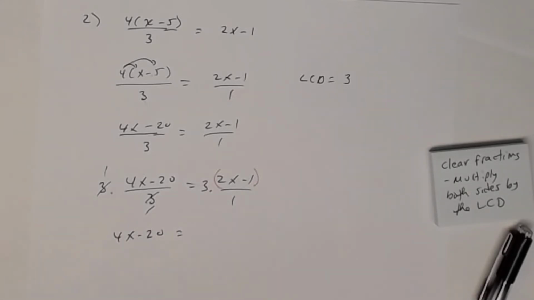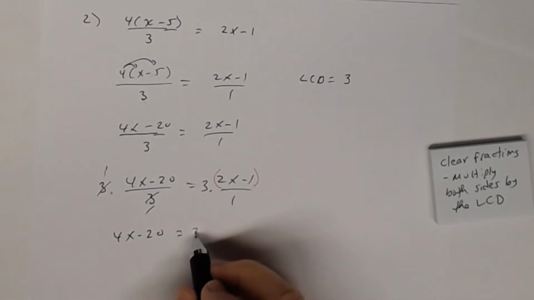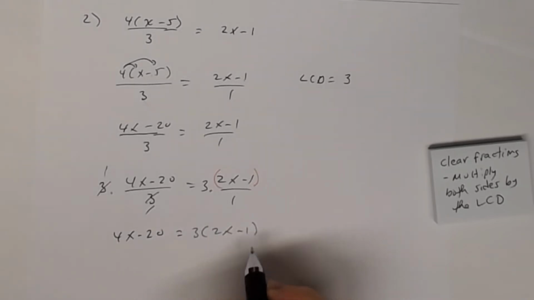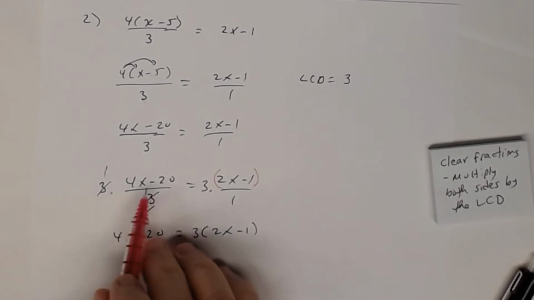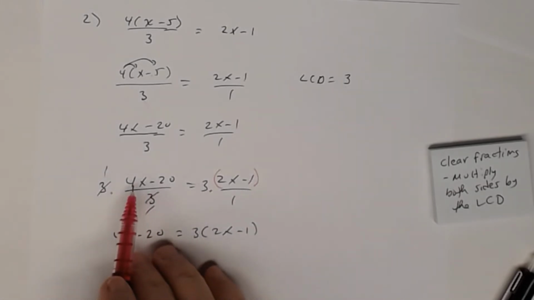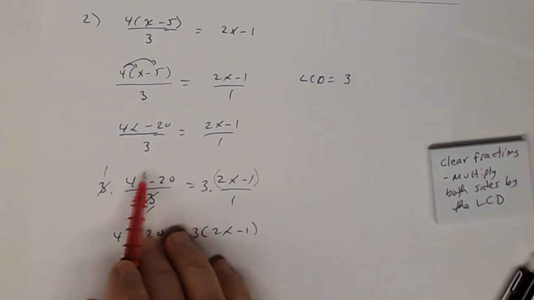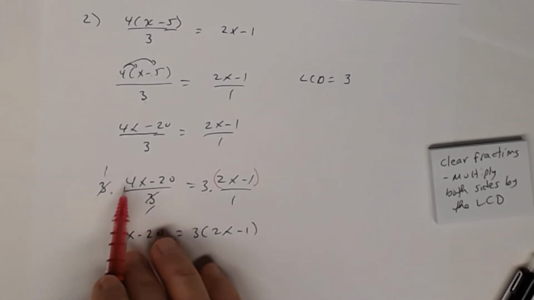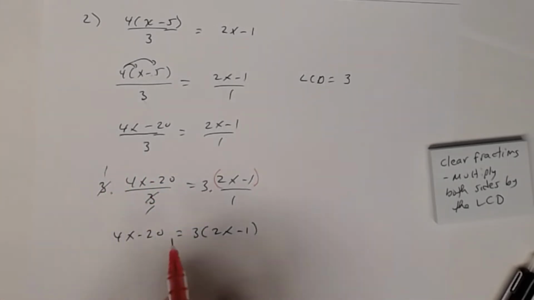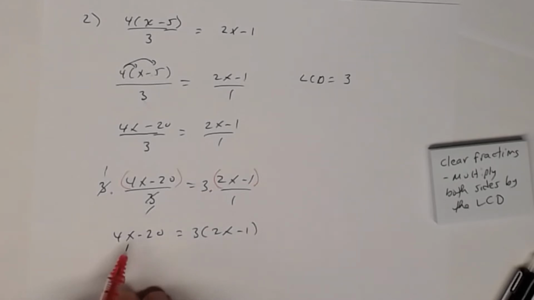And what I end up having is this. I end up having 3 times 2x minus 1. So you may say, well, why didn't you put that in parentheses? You could have, but I didn't because that's a 1 here. 1 times this expression is the expression. If you wanted to, you could have said 1 times 4x minus 20 in parentheses, but it's still 4x minus 20, right?